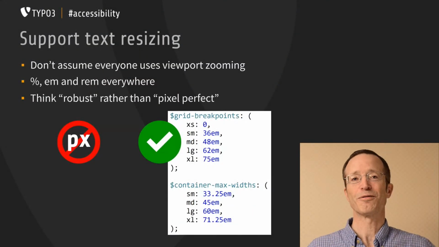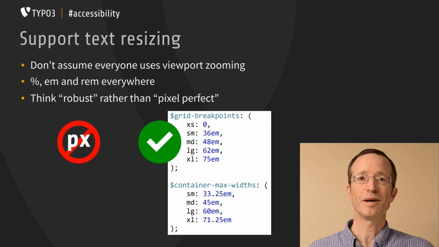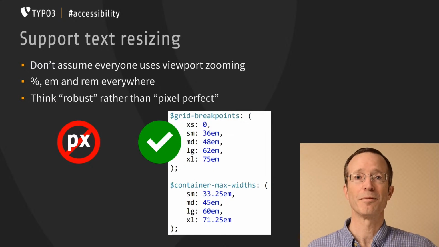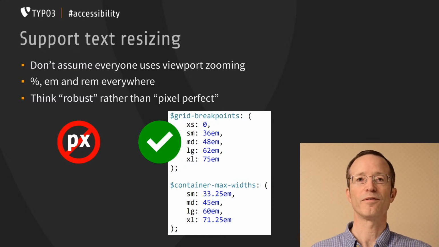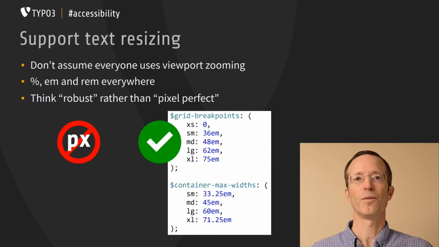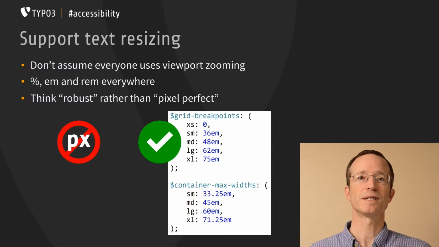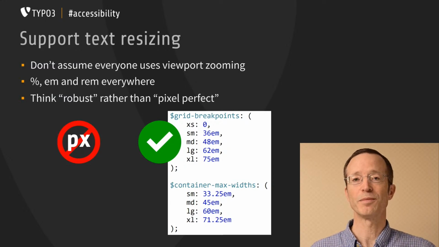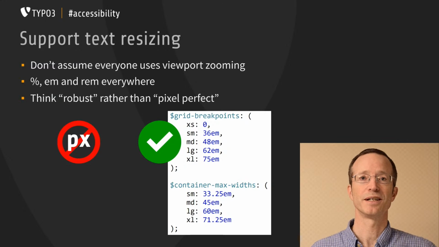Next up is support for text resizing. This may be a surprise for some of you, but it's easy to fix and can make a big difference for users that enlarge text in their browser. Don't assume that your visitors are all using the default viewport zooming to increase text sizes. Many visitors who want bigger fonts for every website they visit have something specific set in their browser. If you're using a framework, this can be quite easy to change.